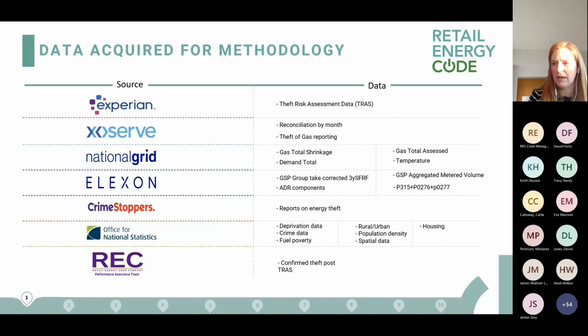In addition, we had some data from Crime Stoppers with reports on energy theft. That was just from one specific lead, and a lot of those investigations were also fed through in the TRAS data as well.